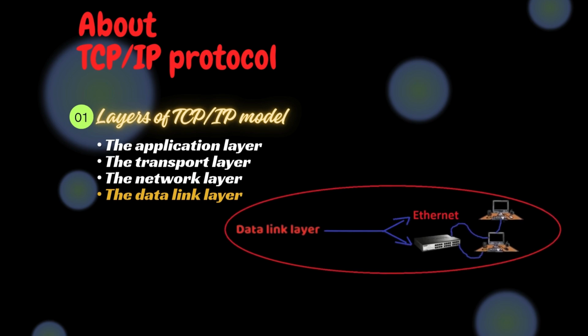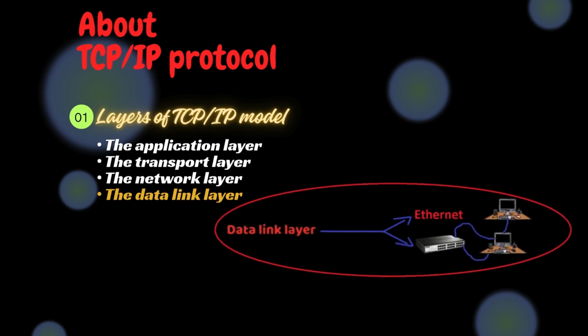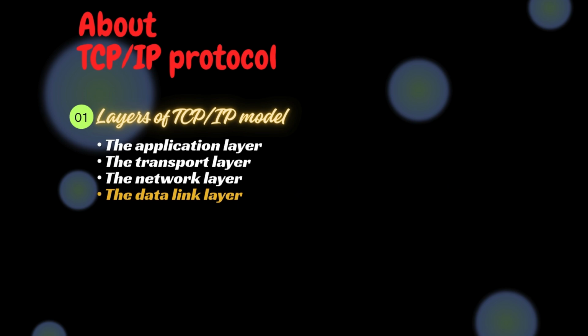The data link layer controls how data is sent over the physical network. It's responsible for framing, MAC addressing, and error detection within the same local network. This layer ensures that data moves safely from one device to another over cables or wireless signals, like through Ethernet or Wi-Fi.